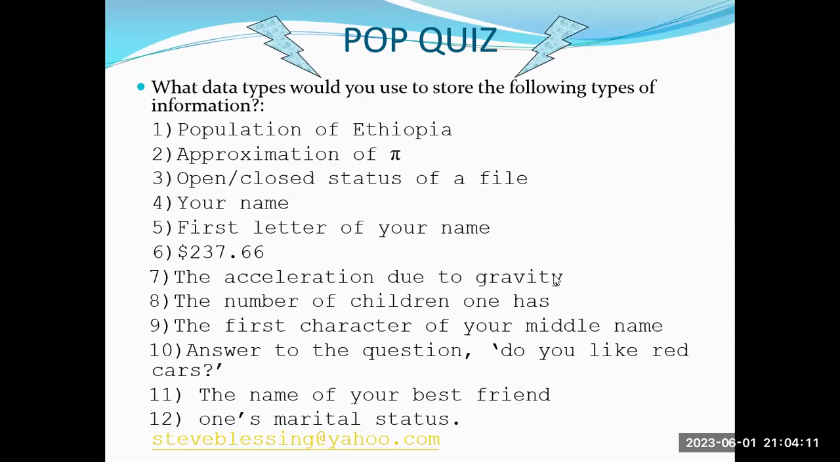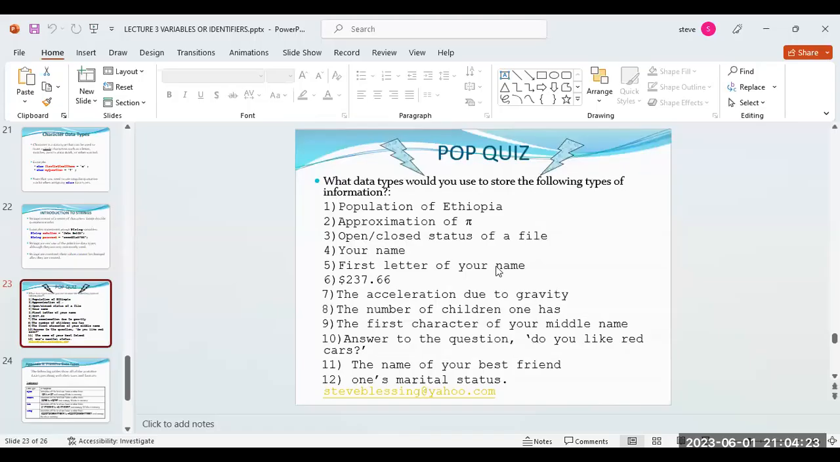Because it's a number? If you give me that reason, I'll not mark you correct. Why should it be integer? That's the question I'm asking. Why shouldn't it be float? Population of Ethiopia, why shouldn't it be float? Because it's not a decimal number.